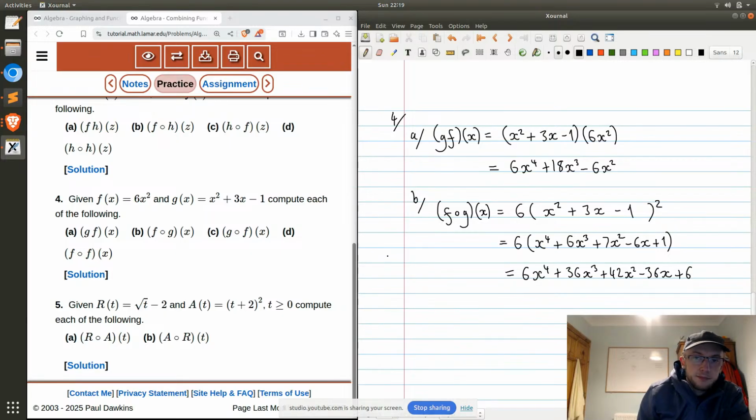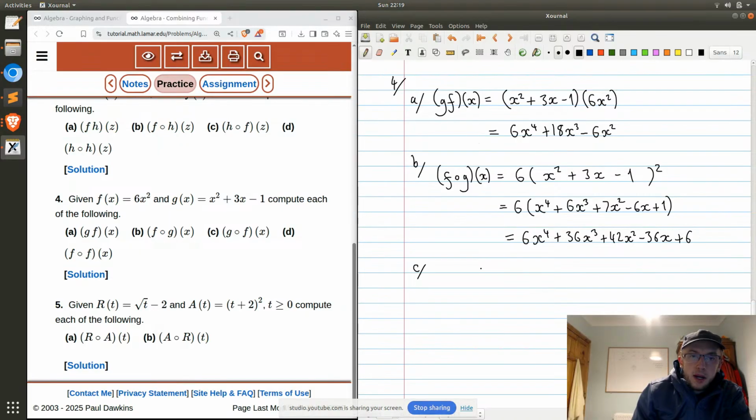Huzzah. For part C, we have to compose them the other way around. Function composition, unlike addition and multiplication, is not commutative. You cannot swap around the functions as you like. It's like putting on socks and shoes. If you put on your socks and then your shoes, this is very different to putting on your shoes and then your socks.